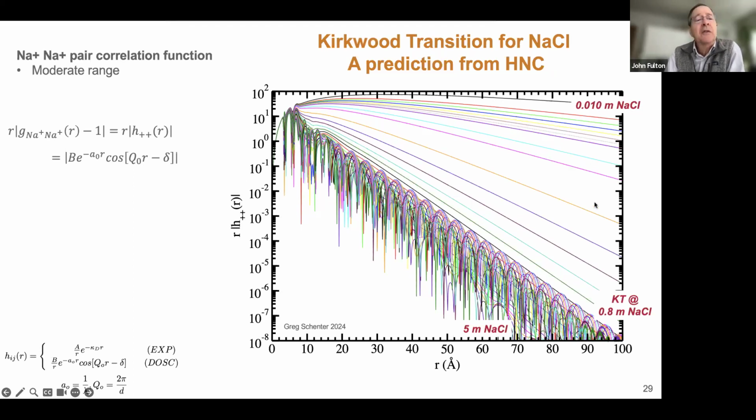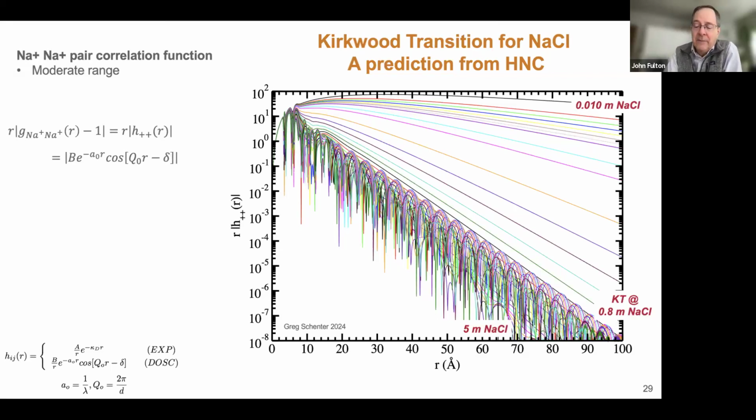What this shows very elegantly in this type of presentation is that for sodium chloride at low concentration, at 10 millimolal, we have an exponential decay in the G of R. And when we get to about 0.8 molal sodium chloride, all of a sudden we see the onset of these oscillations. As you go to higher concentrations, we get an increase in the periodicity of the structures.